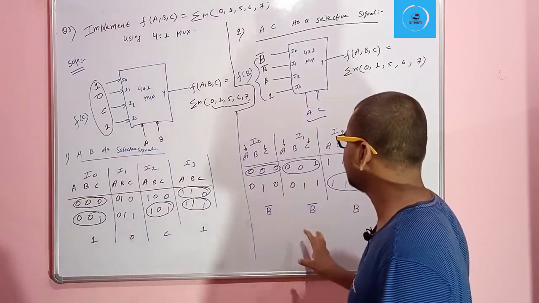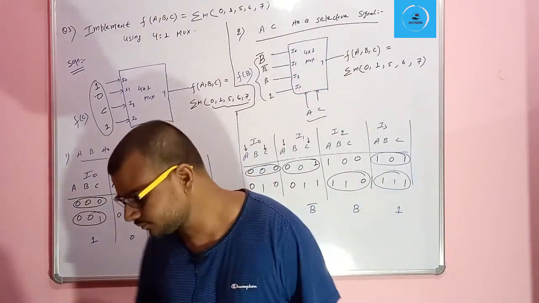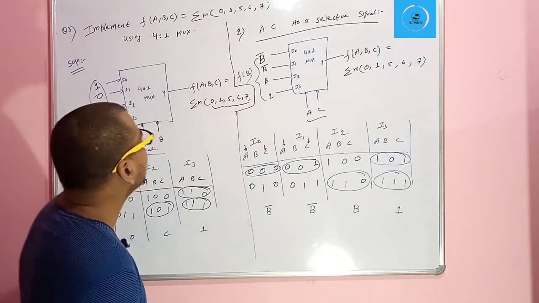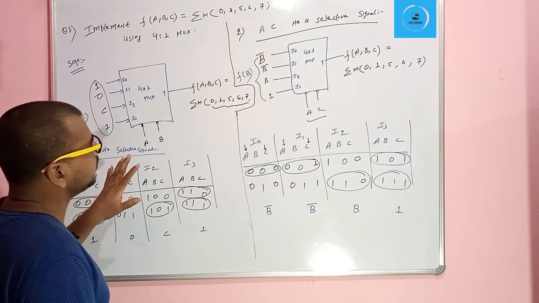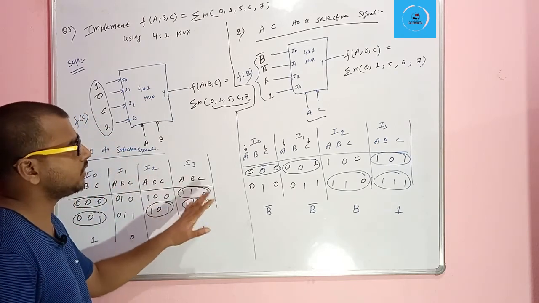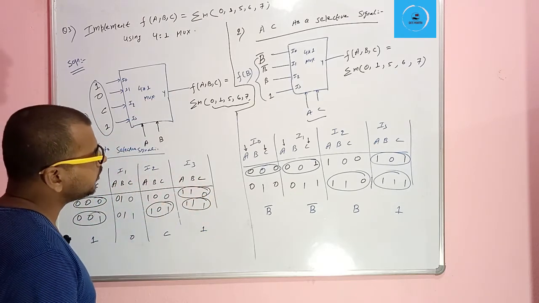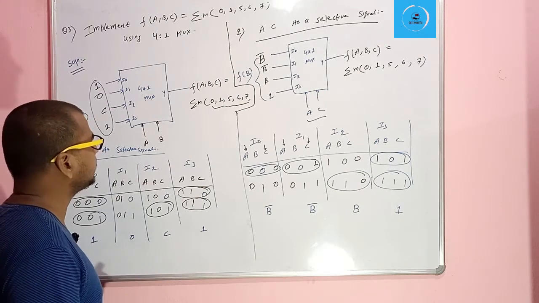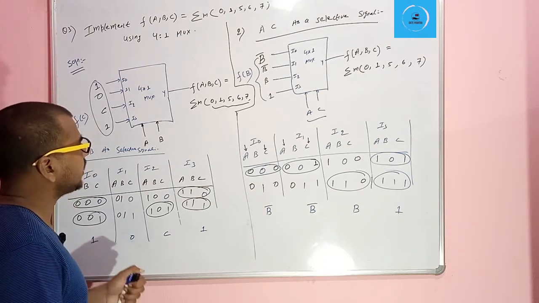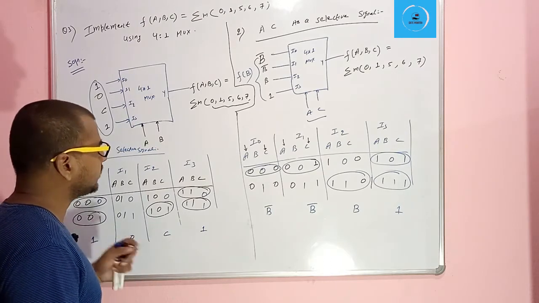So these are the two examples we have solved here. We have seen how we are going to solve this type of problem in digital electronics circuits from the mux. This is a very important question. It is always asked in GATE as well as ESE.